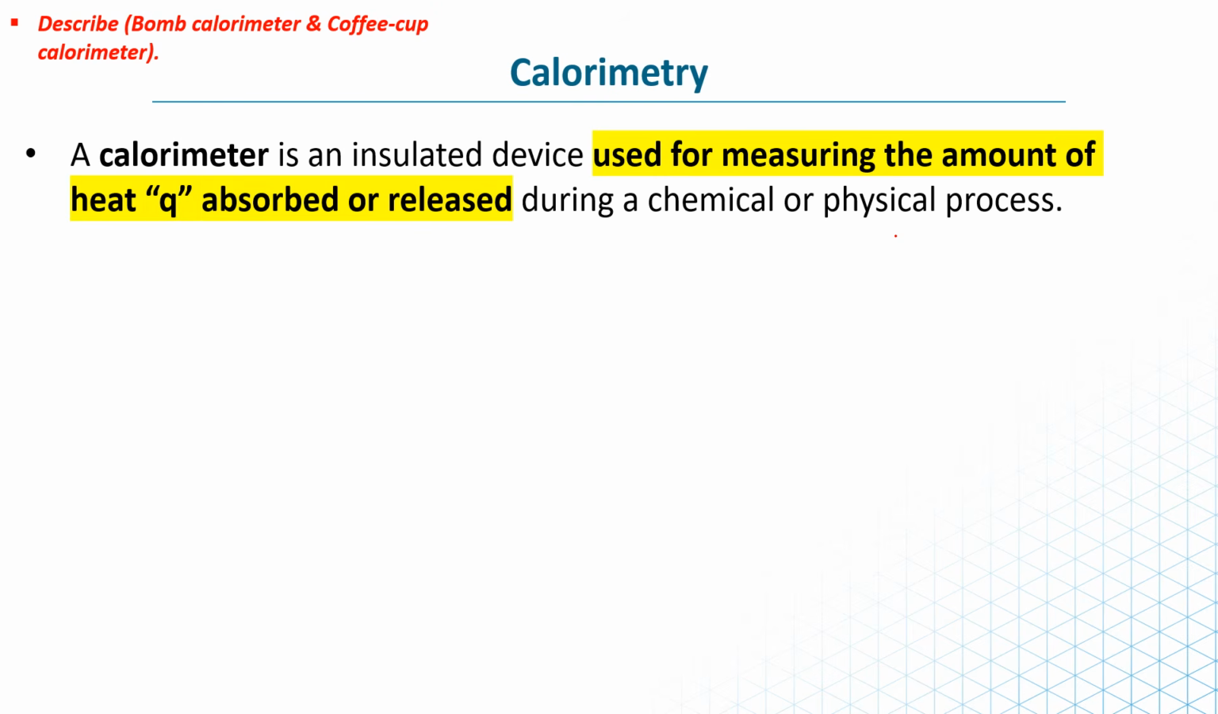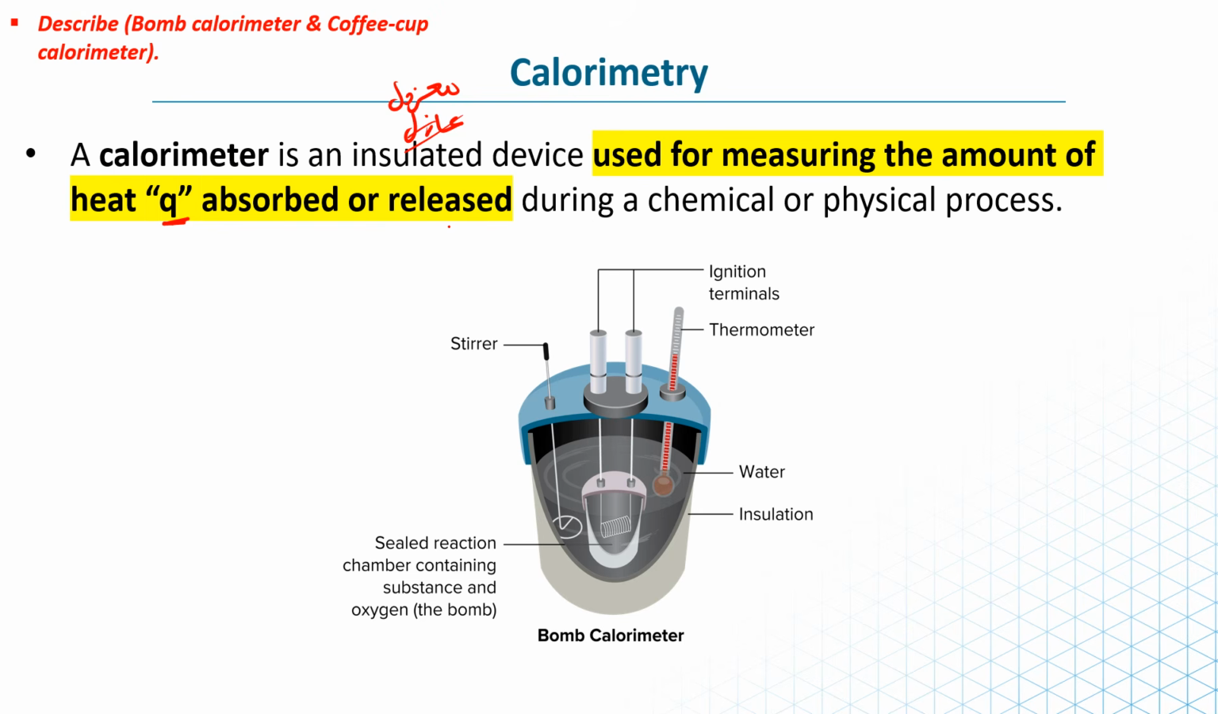So what's a calorimeter? A calorimeter is an insulated device used for measuring the amount of heat, the Q, absorbed or released during a chemical or a physical process. So this device helps us measure Q, get a number. This is how it looks. We have two main types: the bomb calorimeter and the coffee cup.